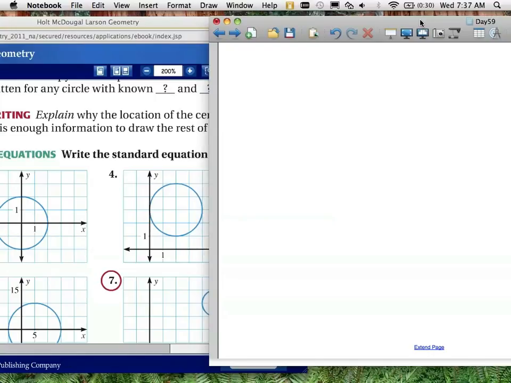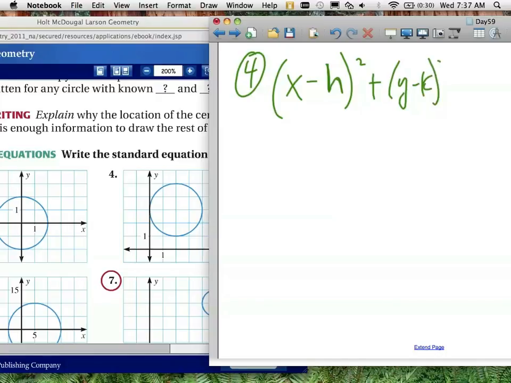Okay. So if you weren't sure again for number 4 or for any of these problems, you're always using this equation. Hopefully you got this much. (y - k)^2 = r^2. Remember what is all this craziness? What does this look like? It's a distance formula, or circle.